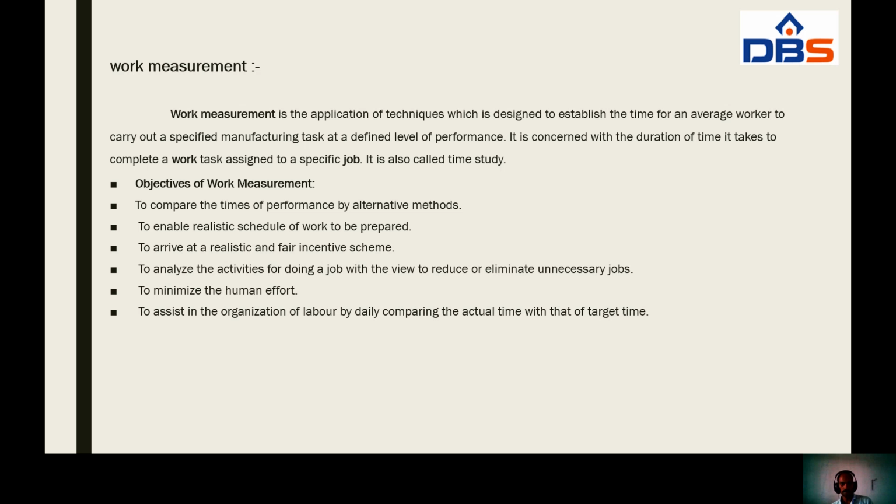To develop a costing system, to determine the production schedules, to develop incentive schemes, to compare the time taken by the alternate methods of a given job, to standardize the job in terms of standard time, to determine the optimum number of men and machines to ensure their effective utilization. These are all the objectives of work measurement.